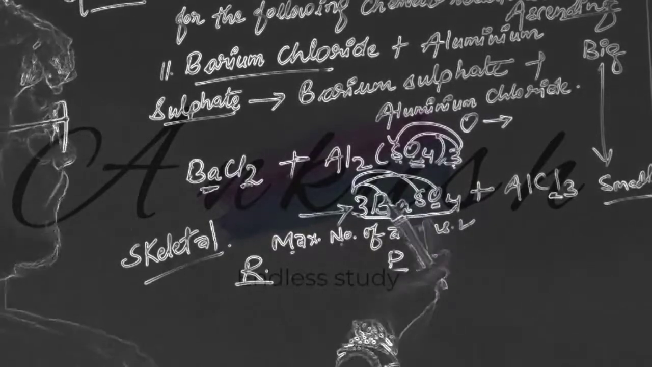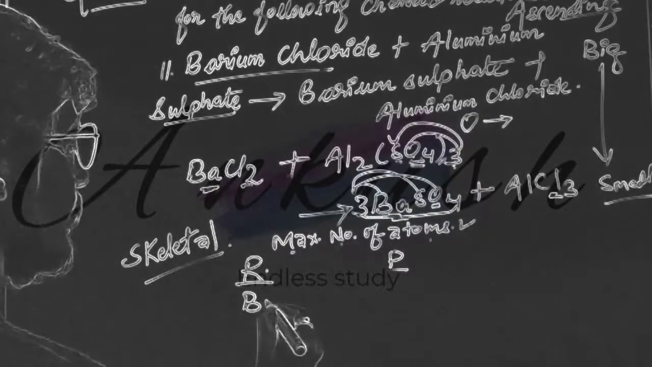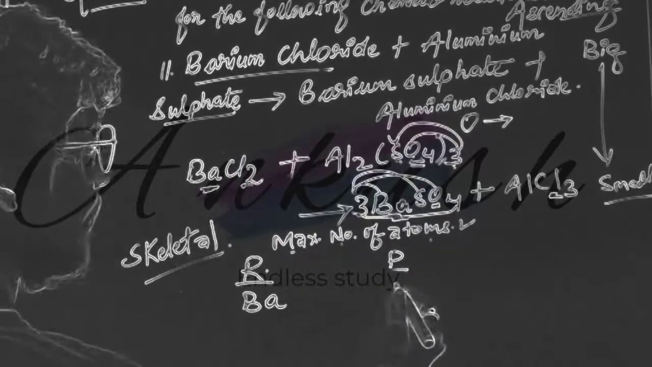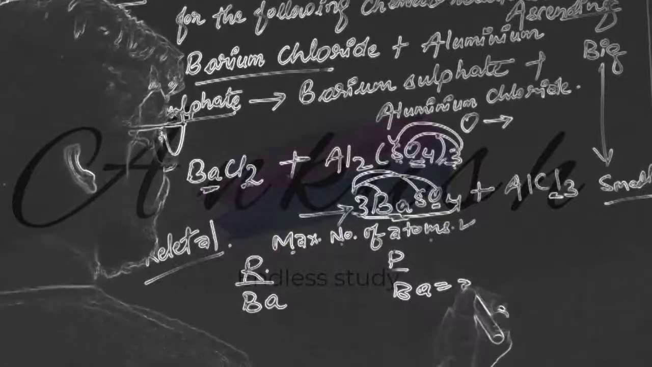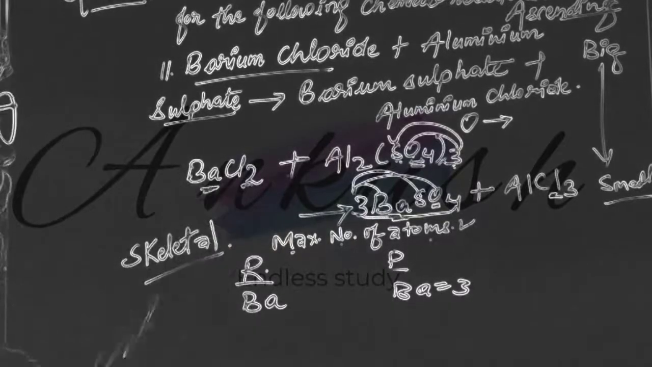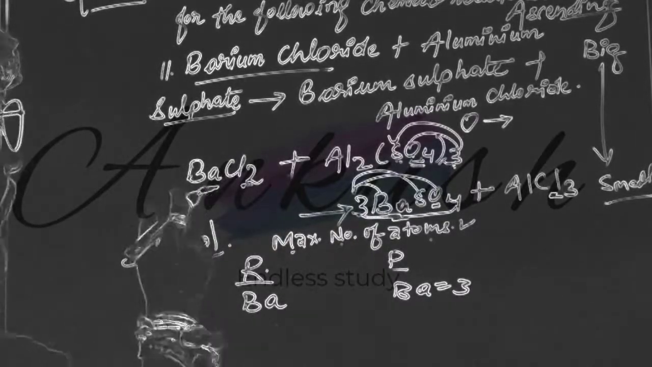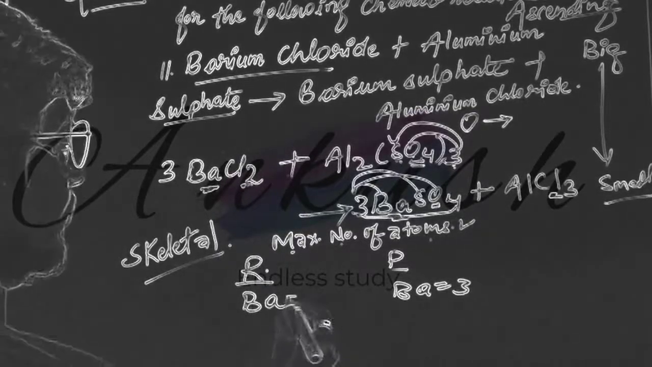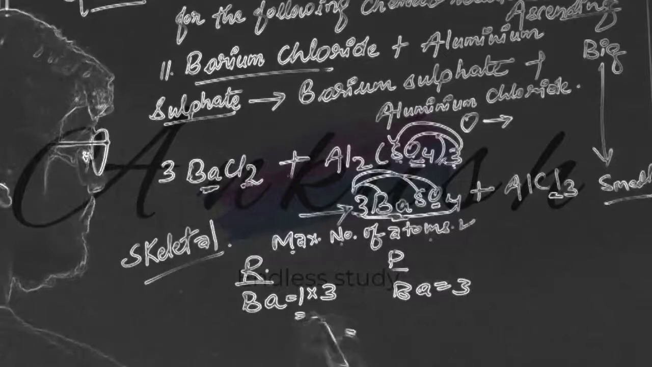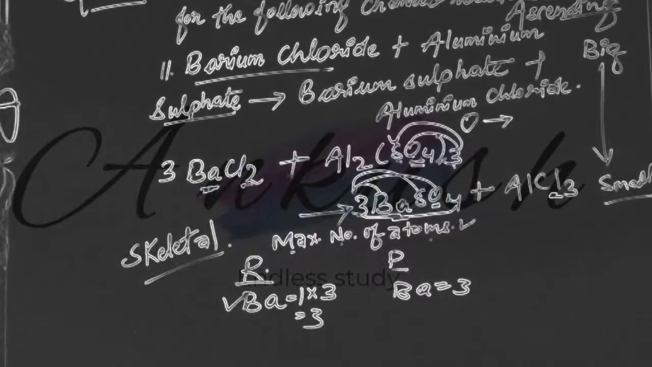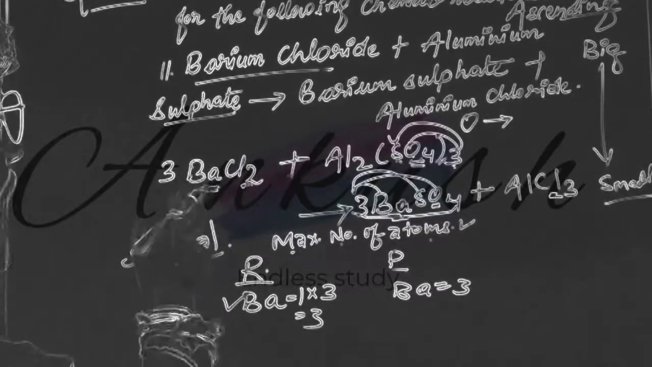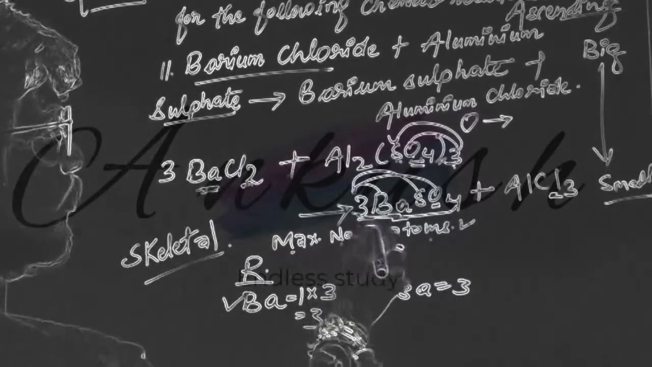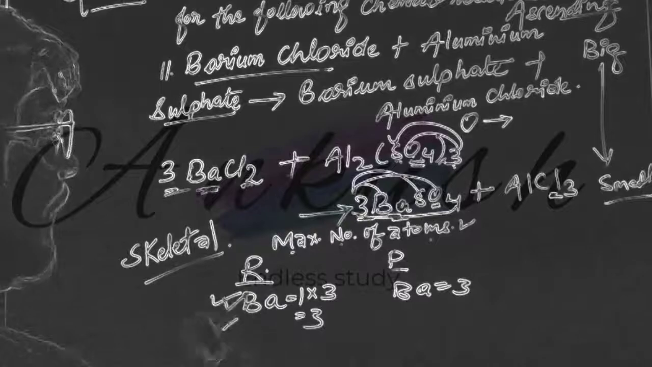Suppose we take barium. So here barium how many? Here we can see in the product the barium is 3 and in the reactants it is only 1. So if we write here 3, what will happen? Barium will be having 3 atoms. In the reactants barium 3 and in the product also barium 3. So now barium is also balanced.